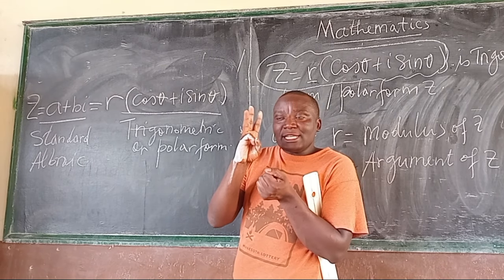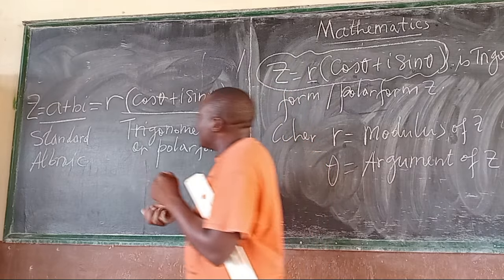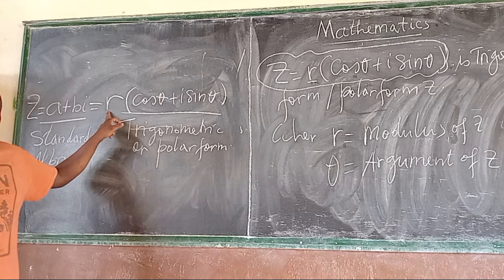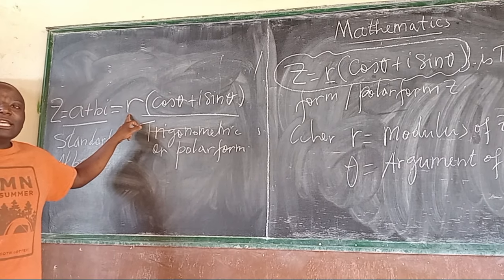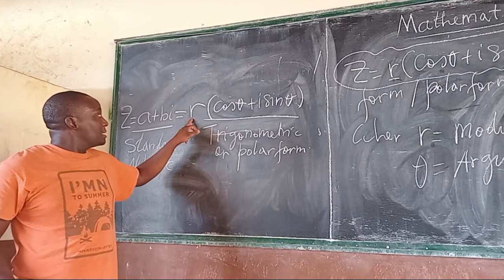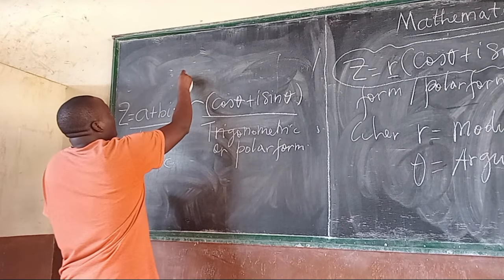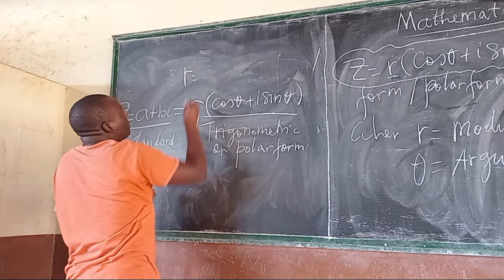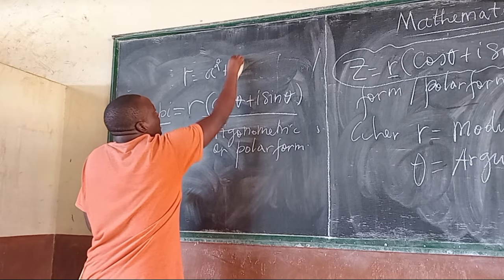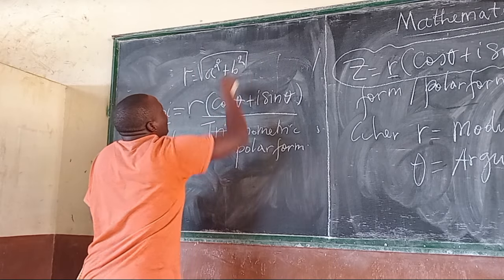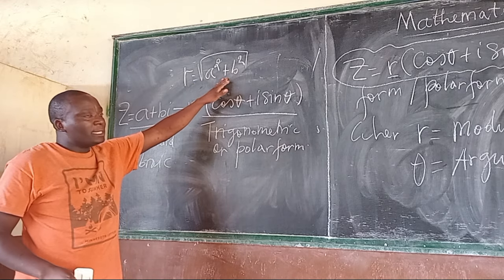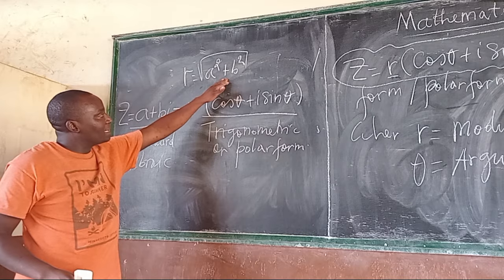It requires two things, teachers. The first thing is to find the modulus of the complex number. Everyone here is able to find the modulus for any given complex number. The modulus must be equal to the real part squared plus the imaginary part squared, both under a square root. This is a good general form for getting the modulus of a complex number.